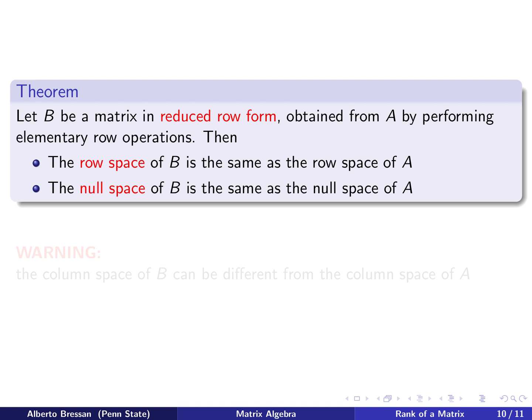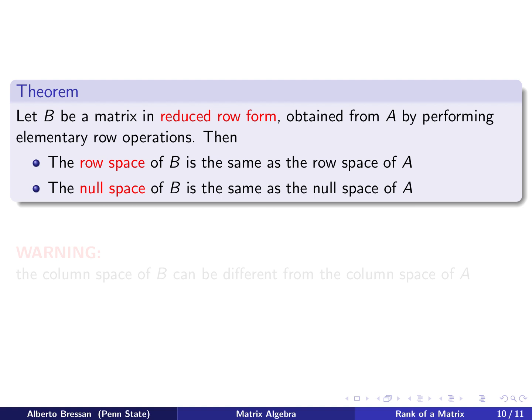Okay, so here is the theorem related to that reduced row form. Let B now be a matrix in reduced row form, obtained from a matrix A by performing these elementary row operations. Then the following is true. The row space of B is the same as the row space of A, meaning performing an elementary operation does not change the row space. Second, the null space of B is the same as the null space of A.